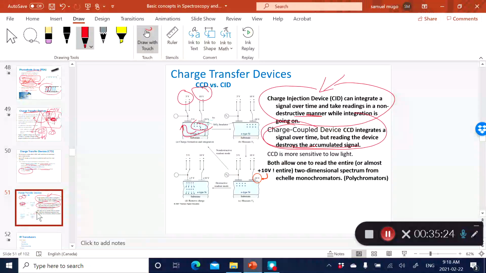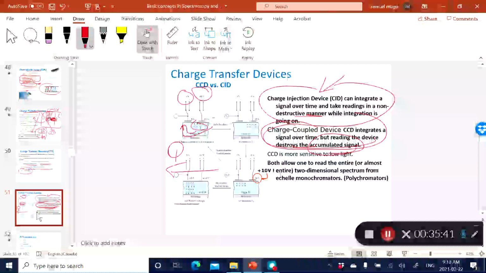But with a CCD, it's more difficult to accumulate the signal, because anytime you try to measure the signal, you are destroying that charge, because you are making it transition to a charge amplifier to do the detection.